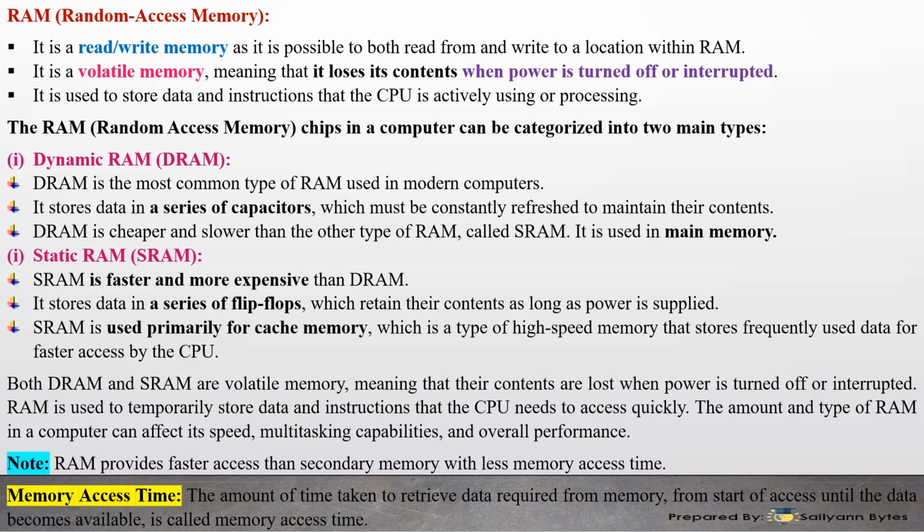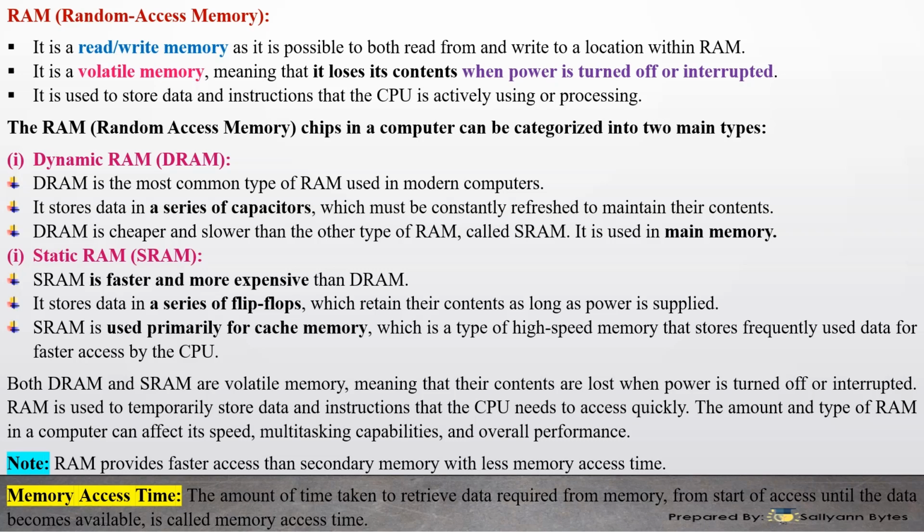SRAM is faster and more expensive than DRAM. It stores data in a series of flip-flops, which retain their contents as long as power is supplied. SRAM is used primarily for cache memory, which is a type of high-speed memory that stores frequently used data for faster access by the CPU. Both DRAM and SRAM are volatile memory, meaning that their contents are lost when power is turned off or interrupted.